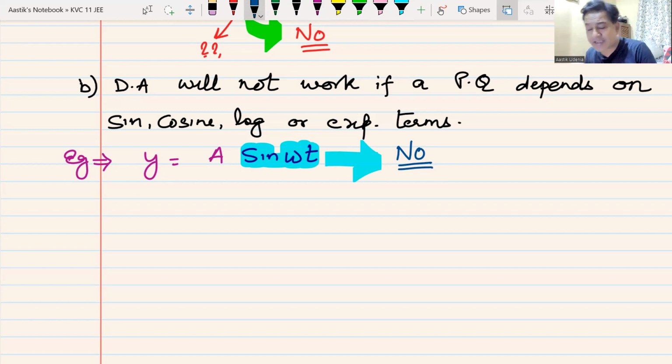Similarly, if the quantity has log or exponential functions, then also we will not be able to find out its formula using dimensional analysis, because dimensional analysis cannot tell us the value of this number. Do we understand up till here? Yes or no?